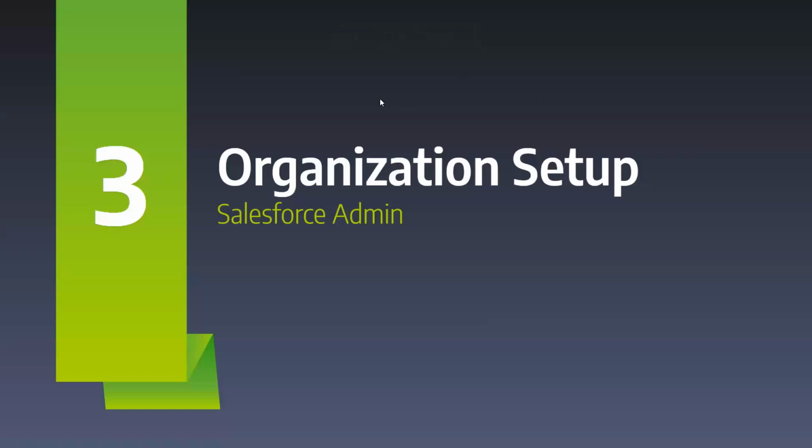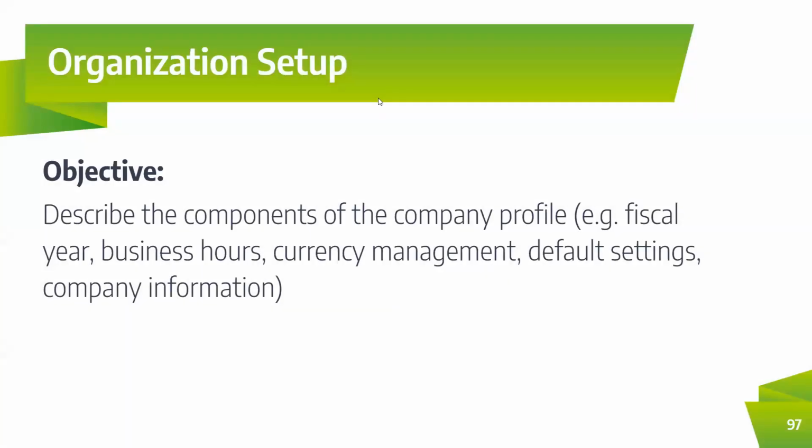So in order to set up your organization, what all do you have to configure? You have to configure your company profile, who is the point of contact, the fiscal year, the financial statement you have to prepare, the business hours, currency management, default settings, and whatnot. So the company details you have to give: the point of contact, company address. All those things you're going to enter.